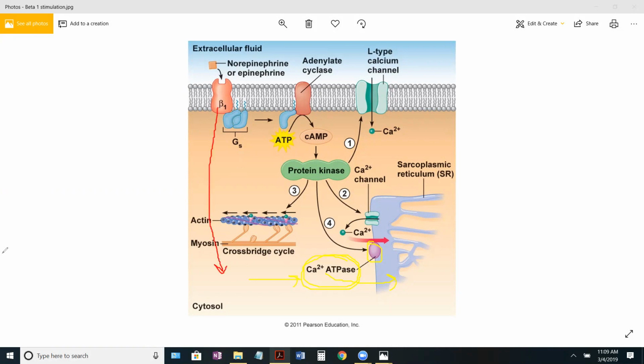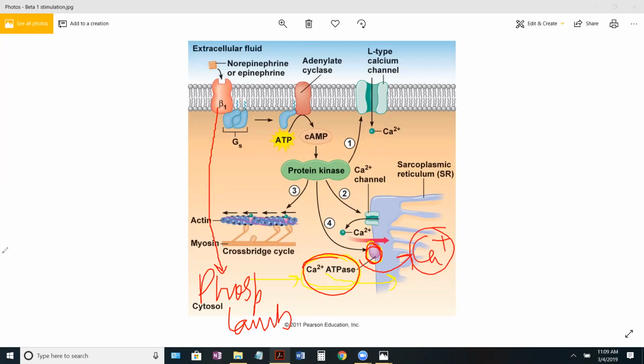So let me make here phospholamban. When it is phosphorylated, then it can stimulate the calcium ATPase pump, and this pump will allow the calcium to enter into the sarcoplasmic reticulum, and this calcium will be stored for the next contraction cycle.